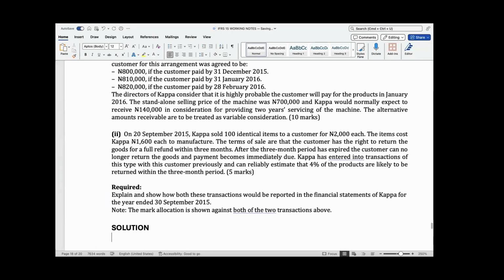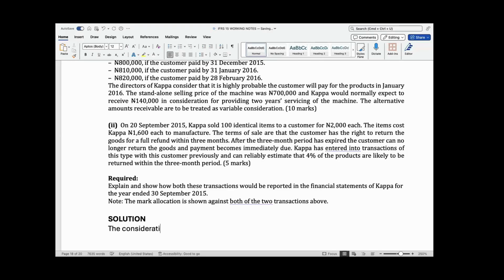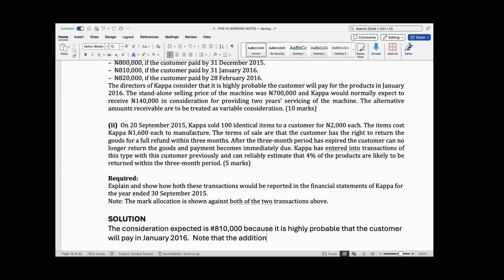So the consideration expected is 810,000. It is highly probable that the customer will pay in January 2016. Note that the additional 10,000 is a variable consideration.